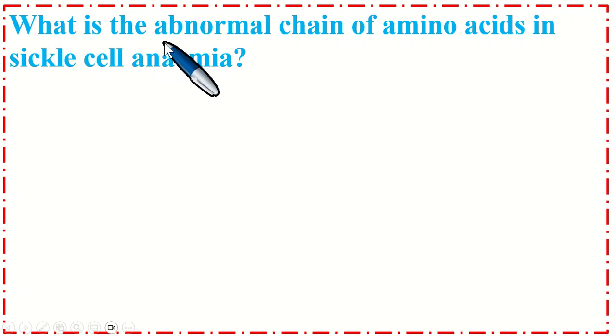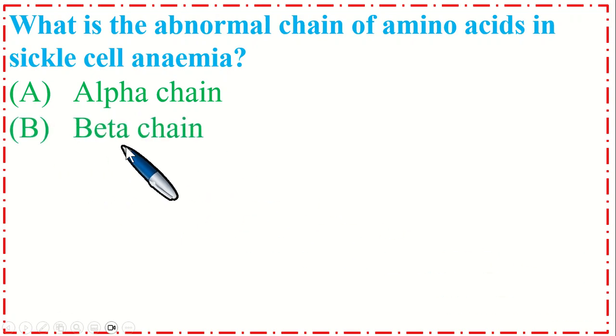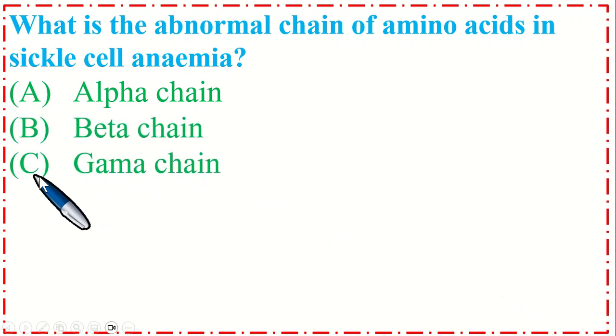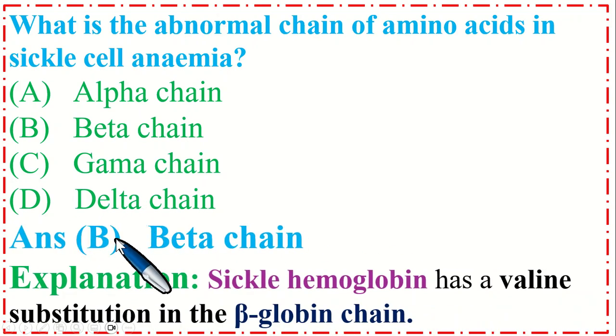What is the abnormal chain of amino acids in sickle cell anemia? Option A, alpha chain, B, beta chain, C, gamma chain, and option D, delta chain. So the correct option is B, beta chain. Explanation: sickle hemoglobin has a valine substitution in the beta globin chain.